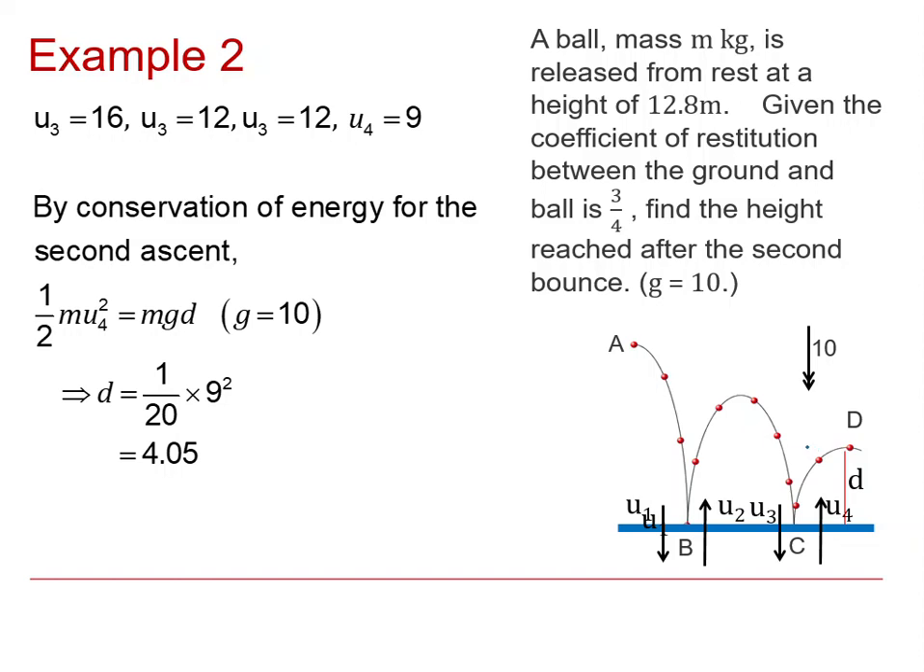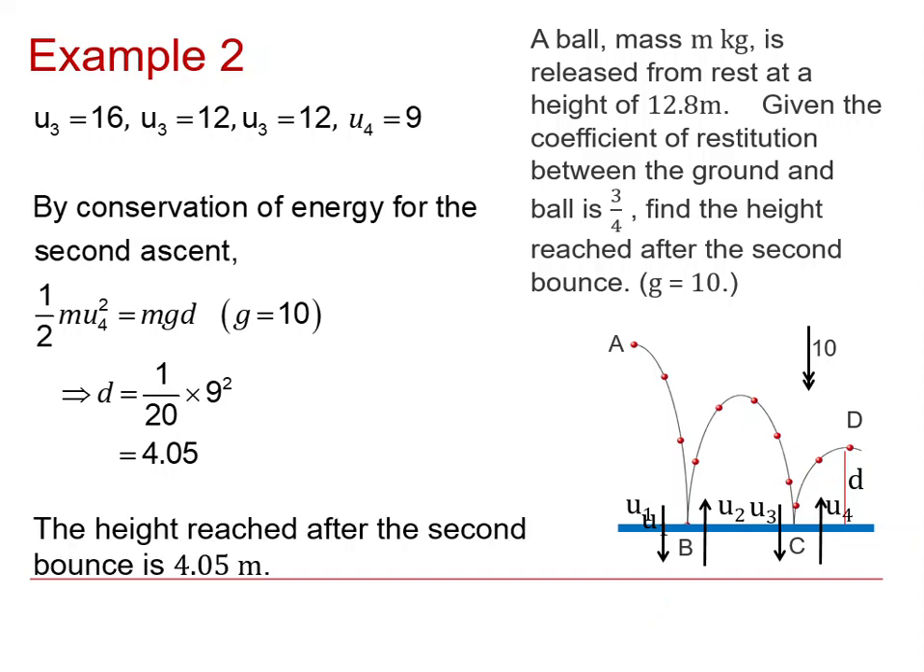It's an interesting example of how, given that it's a 12.8 meter drop to start with, you really can have no idea what the final height is going to be. It has to be through a set of systematic calculations, and so we can get our final answer as a result of a series of stages. So the height reached after the second bounce is 4.05 meters. That's our answer in context with the units.